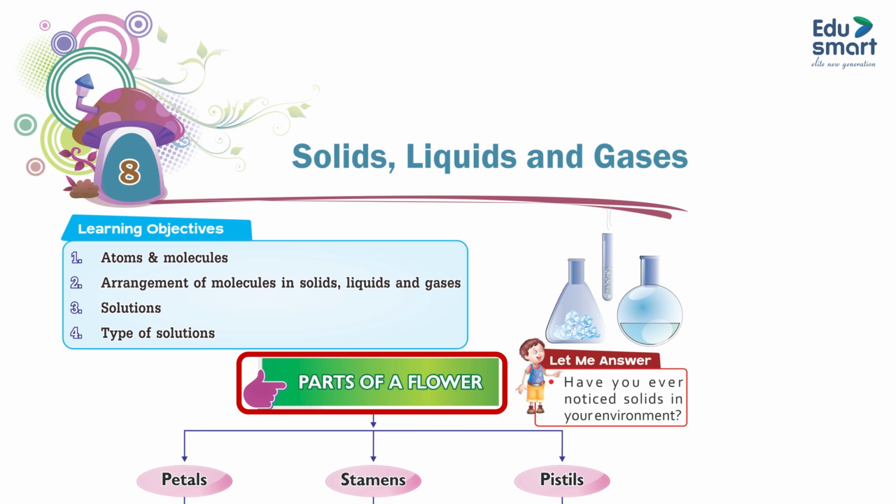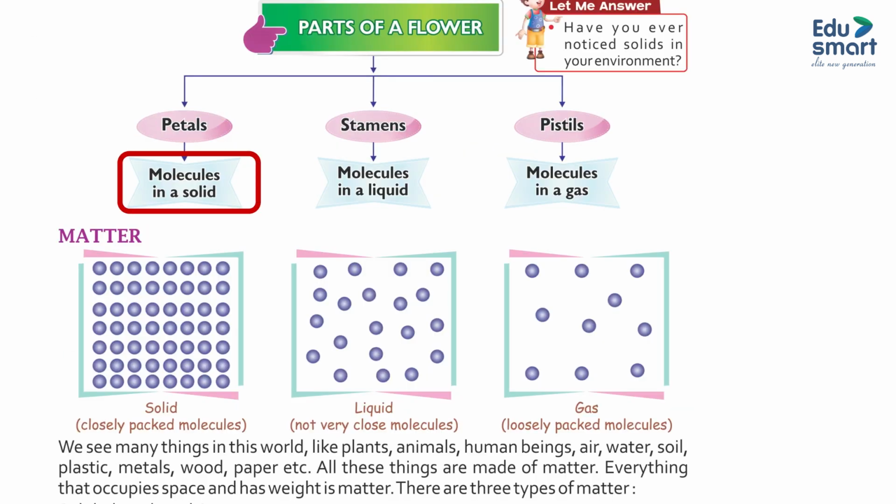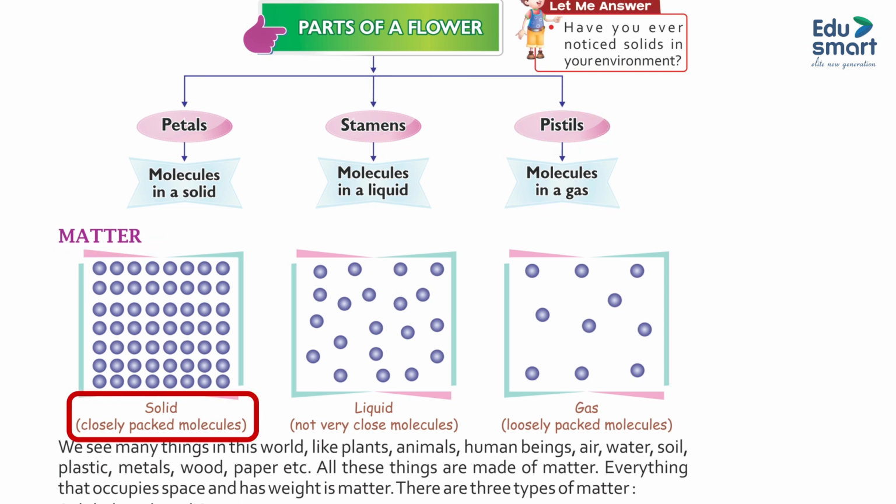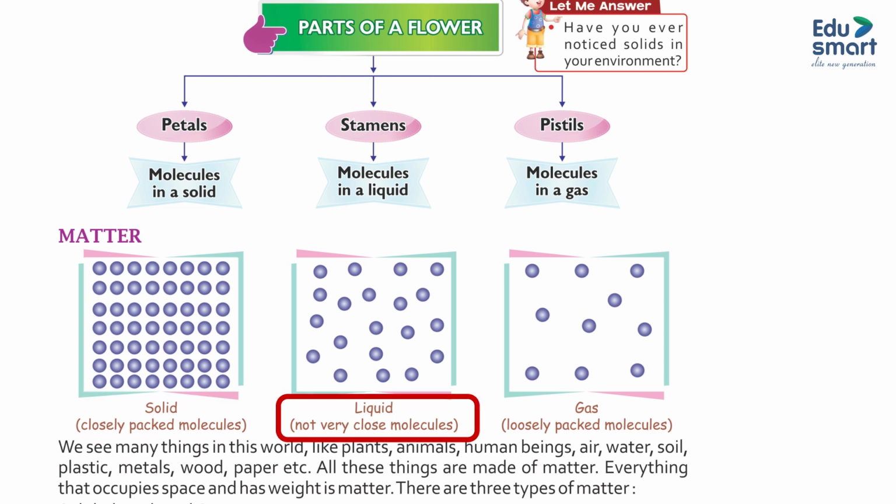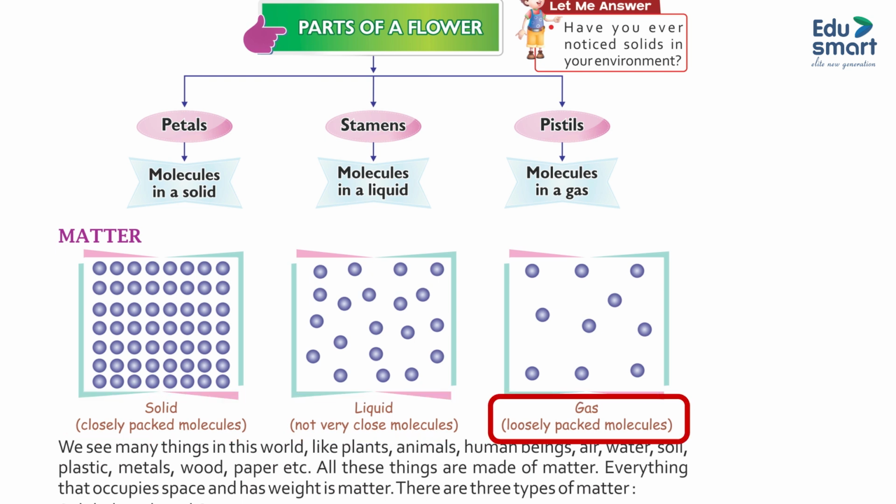Parts of a flower: petals, molecules in a solid; stamens, molecules in a liquid; pistils, molecules in a gas. Matter: solid, closely packed molecules; liquid, not very close molecules; gas, loosely packed molecules.